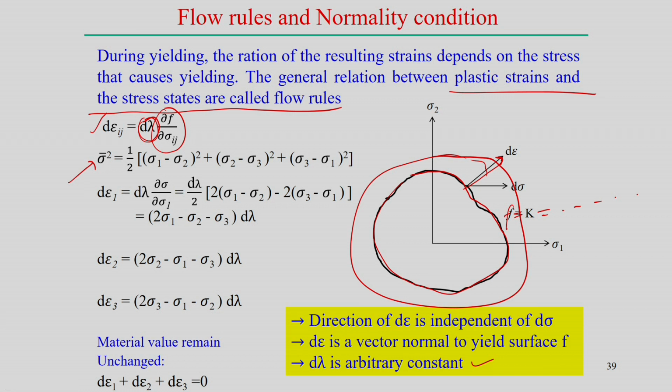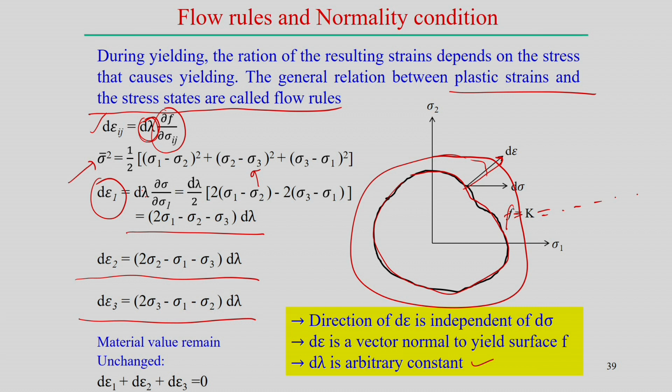Now, if we follow this equation, sigma bar square equal to half of this thing, we can find out the increment of the strain in a particular direction, d epsilon 1, as a functional form by d sigma 1. So, here we can find the derivative of this with respect to d sigma 1, and this is the expression. Similarly, d epsilon 2 equal to this expression, and d epsilon 3 equal to this expression.